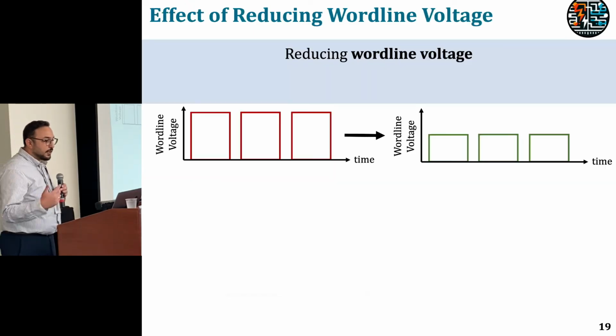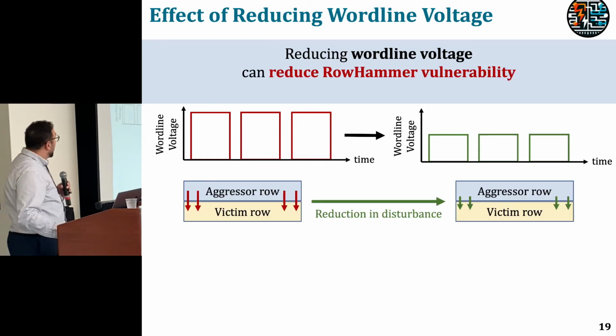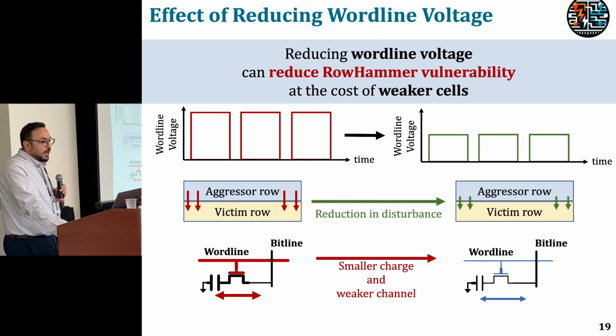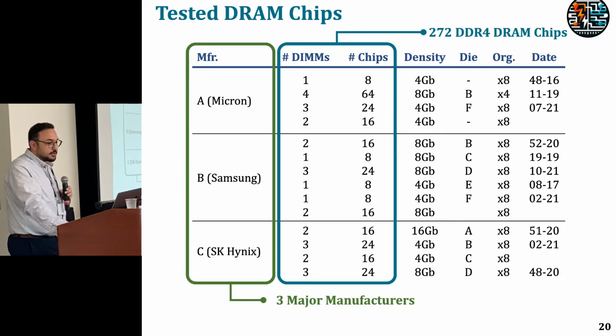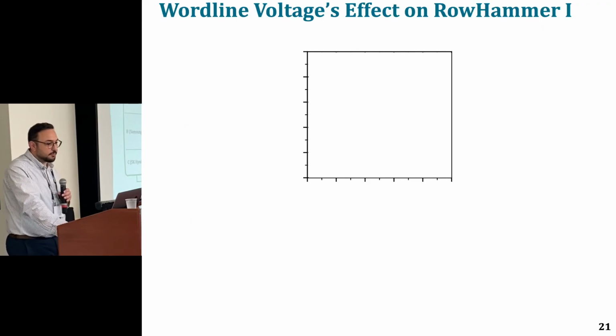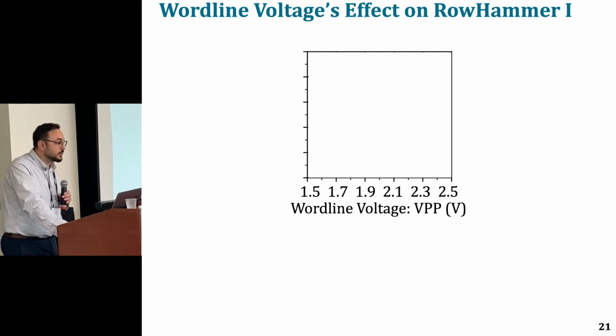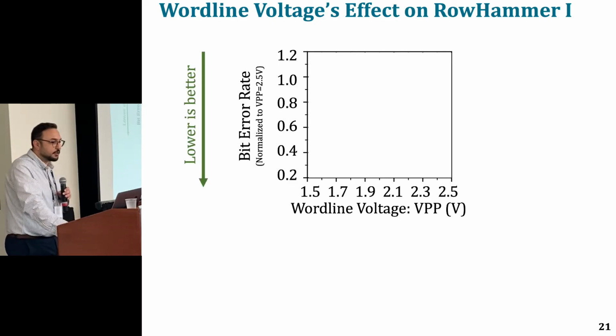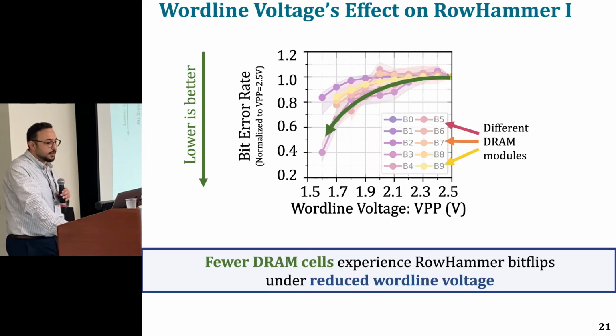So when we look at the effects of reducing Wordline voltage, we expect that it can reduce RowHammer vulnerability, and it can come at the cost of having cells in a weaker state. In this study, we tested 272 DDR4 DRAM chips from 3 major manufacturers, and we observed that as we reduce Wordline voltage from right to left here, we look at the bit error rate caused by read disturbance, and we observe that it significantly reduces. So basically, the key takeaway is that fewer DRAM cells experience RowHammer bit flips under reduced Wordline voltage.